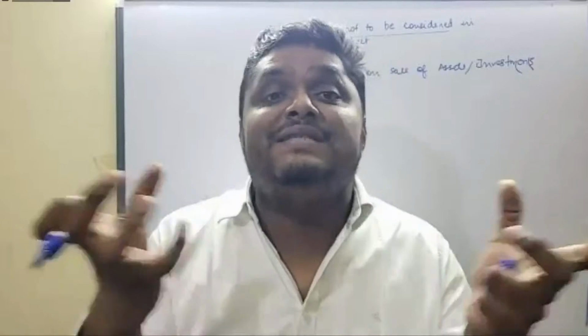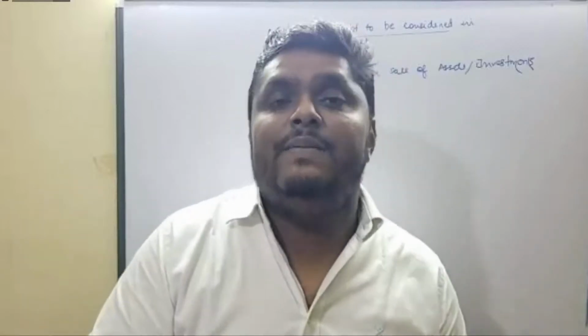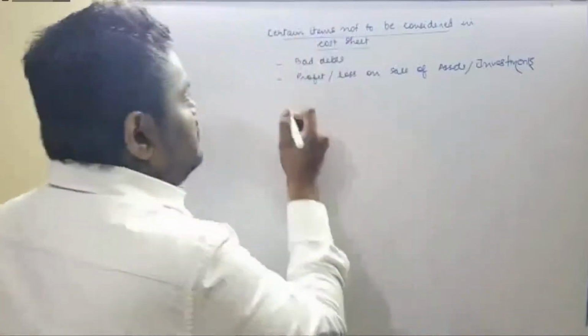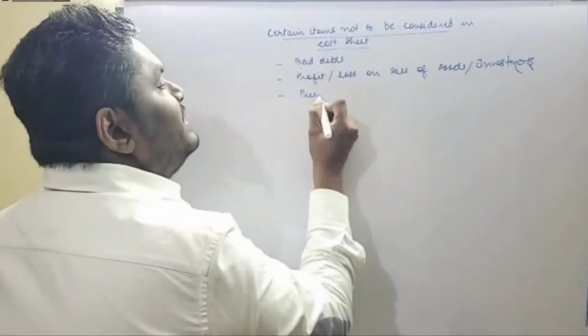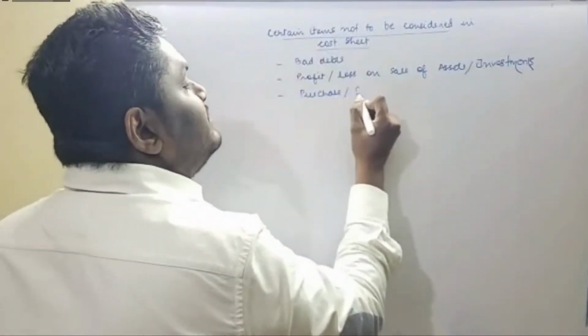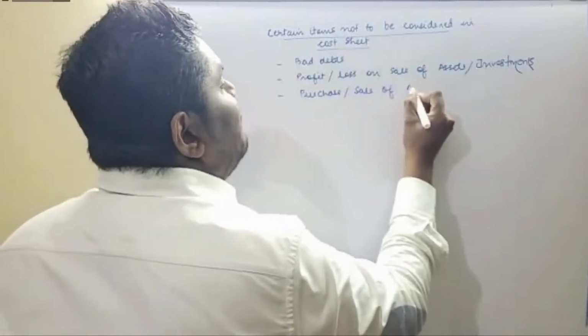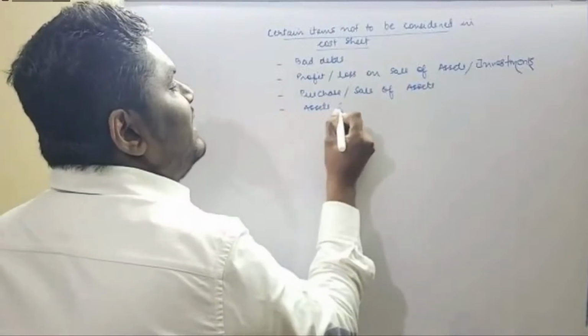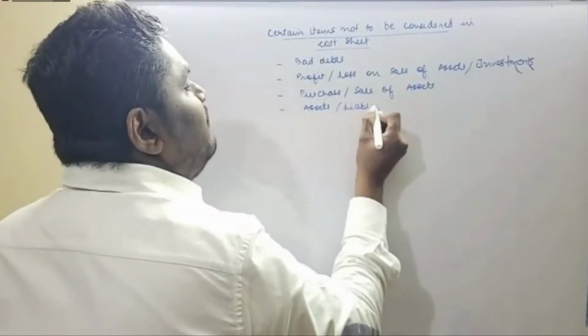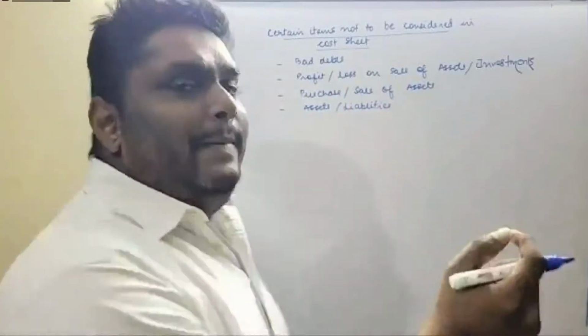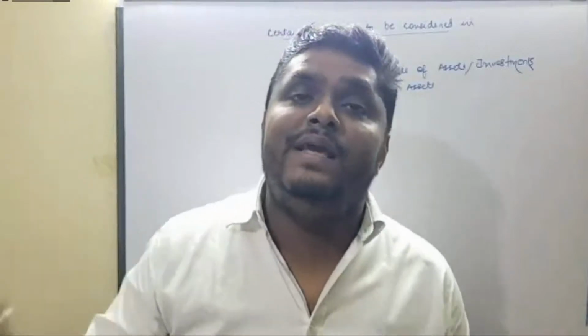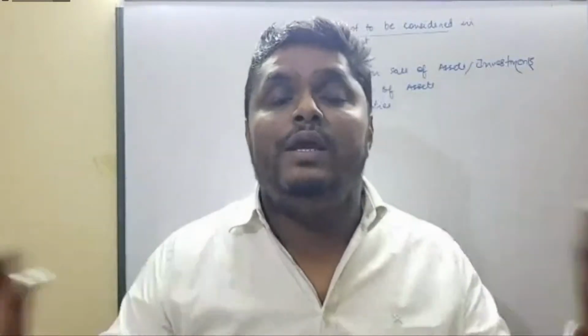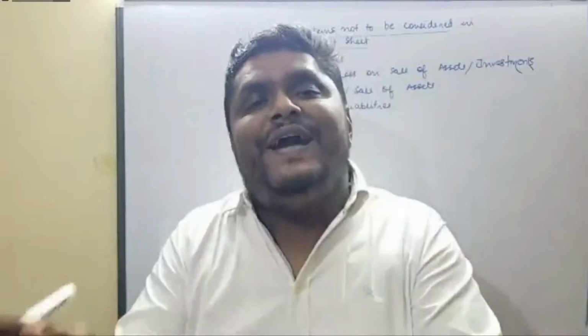Suppose the question gives assets, say factory building rupees 5 lakh, it will not form part of cost sheet. So any sort of purchase or sale of assets, plus if any sort of assets or liabilities are given, it will not form part of cost sheet. Let's say information is given that factory building is rupees 10 lakh. Now guys, you have to ignore that, but yes, the depreciation on factory building will form part of factory overheads.